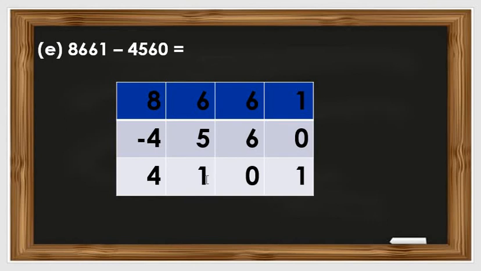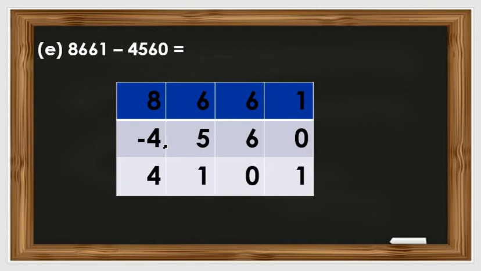6 - 5 = 1. Then further, 8 - 4. 8 - 4 is how many, all students? 4. Got my point, all students? What we got here, the answer, 4,101 is your answer. Understood, all students?